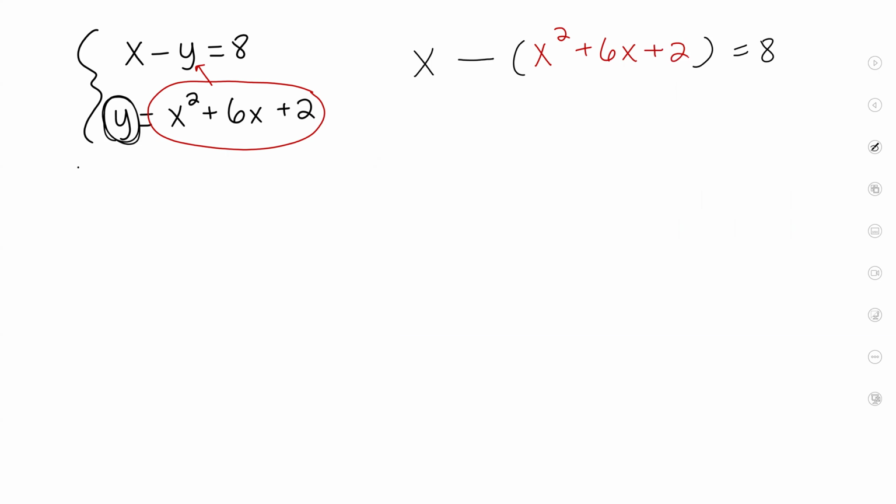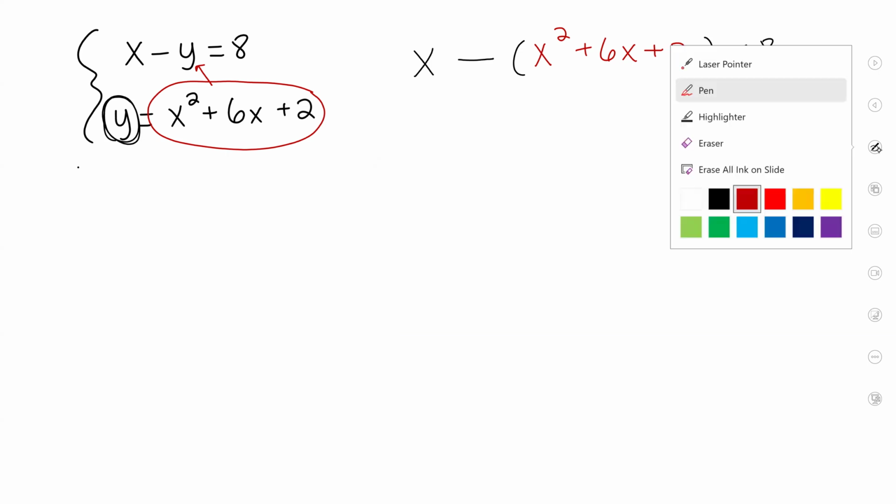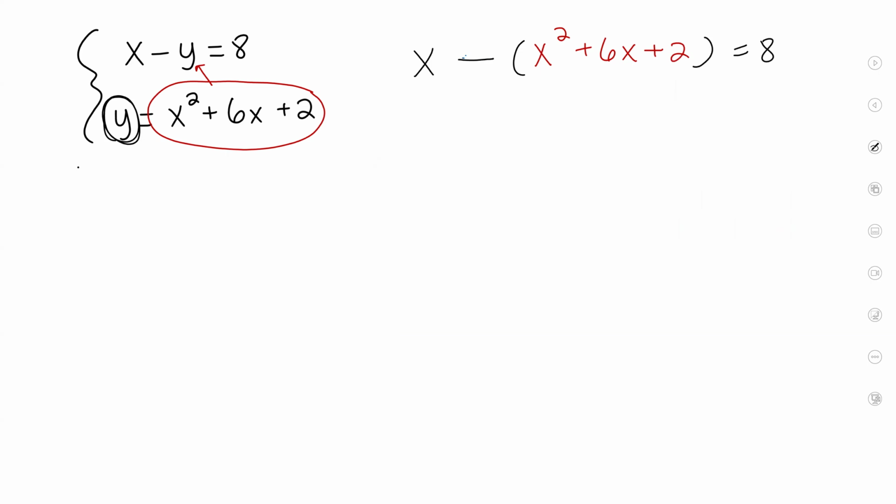That's step 1. Okay, now we're going to solve this. You have a negative on the outside, so you need to subtract every single thing in the parentheses. So this will become x minus an x squared minus a 6x and minus a 2. You are subtracting everything in the parentheses.